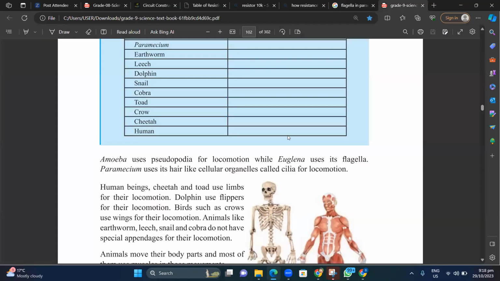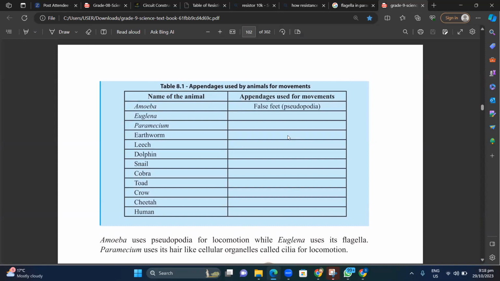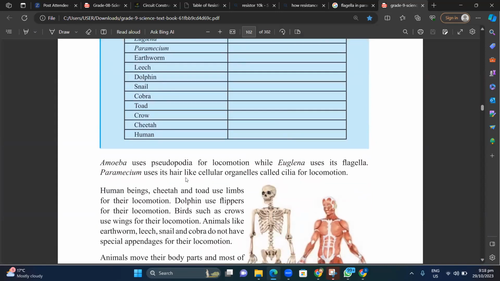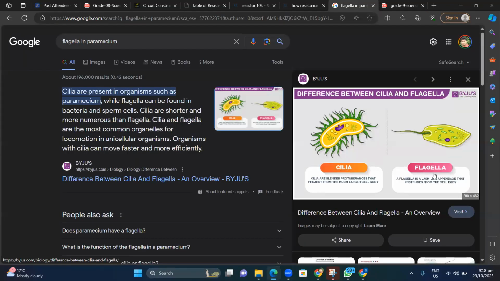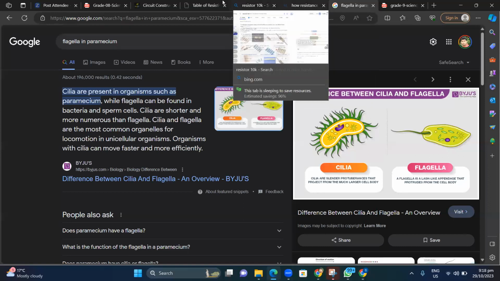Okay, and then paramecium uses these hair-like cellular organelles. Sorry, paramecium is this, right? Paramecium uses this cilia. Flagella is this, right? Flagella is just like a tail. Cilia are all around. They have many tails, so that is cilia. Cilia is for the paramecium. Flagella is for euglena.